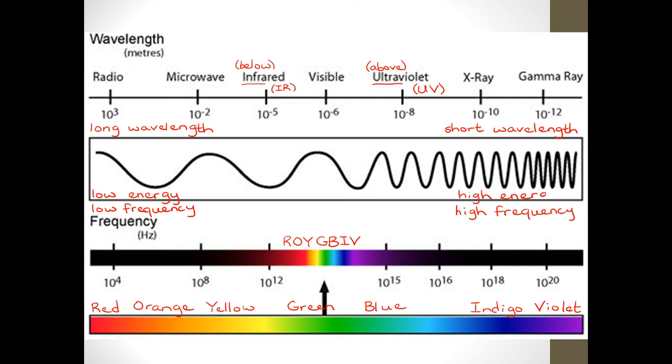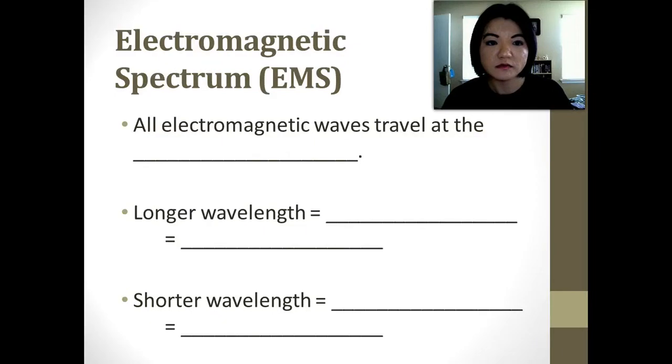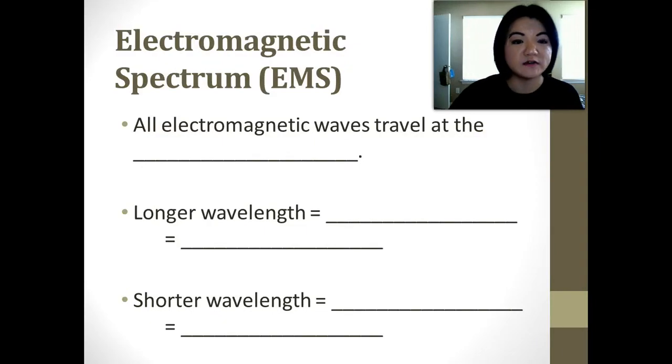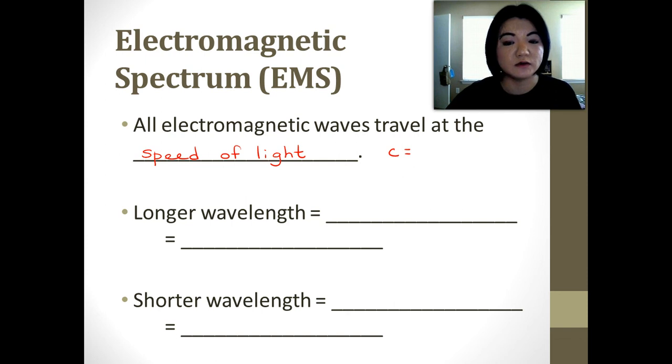Okay, so you gotta know which ones would have higher energy and which ones would have lower energy, which ones would have higher frequency, which ones are lower frequency, and so on and so forth. So make sure you know this pattern and make sure you know the order of the electromagnetic spectrum. All electromagnetic waves travel at the speed of light. Remember, they are really just different types of light waves. The speed of light is symbolized by c, and c equals 3.00 times 10 to the 8th power meters per second.